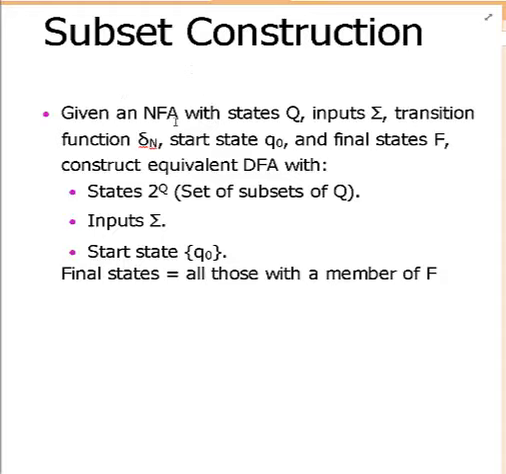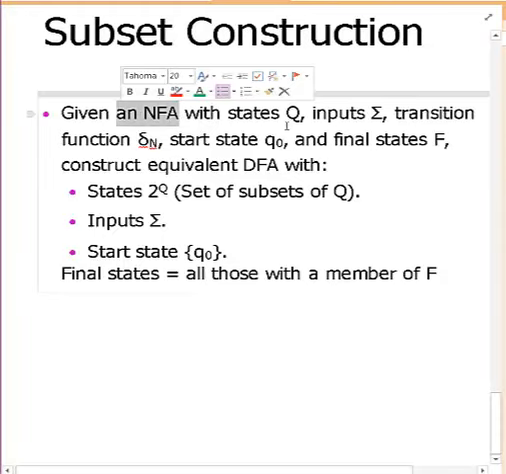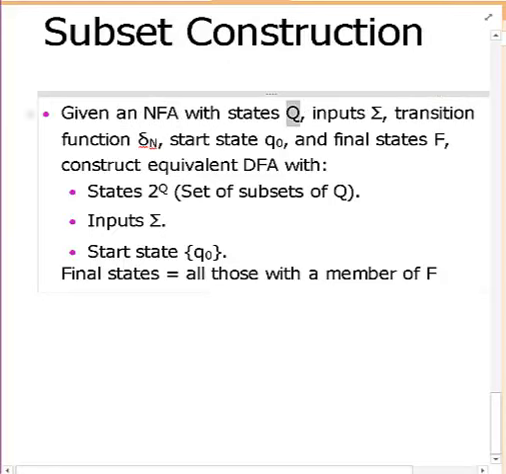So we say that we have an NFA, okay, with states, say for example Q, and input, say sigma. Say for example we have some states A, B, C, D maybe, and the inputs are say for example small a, small b, and transition function delta n. We know that the start state is Q0. So out of these states Q, we have one of the states as the start state, and there may be final states, a set of final states F.